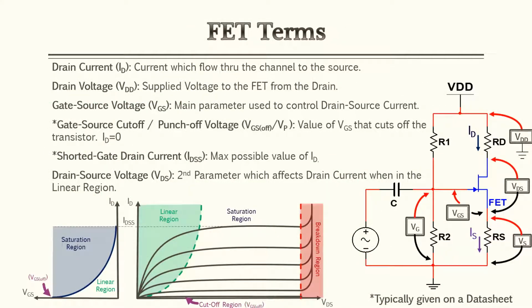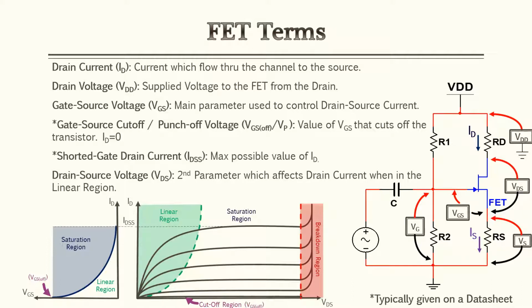So before we move forward, let's go over a few terms. Your drain current, that's your current that flows through the channel of your FET, typically from your drain to your source if it's an N channel, and vice versa if it's a P channel. Next, you have your drain voltage. That's your voltage supplied to your FET. It's usually at the top of your circuit, indicated by VDD. Next, you have your gate source voltage. That's a main parameter you need to know when determining your drain source current.